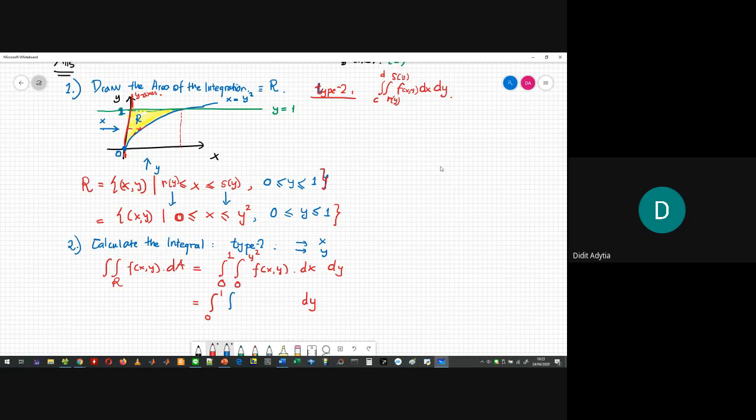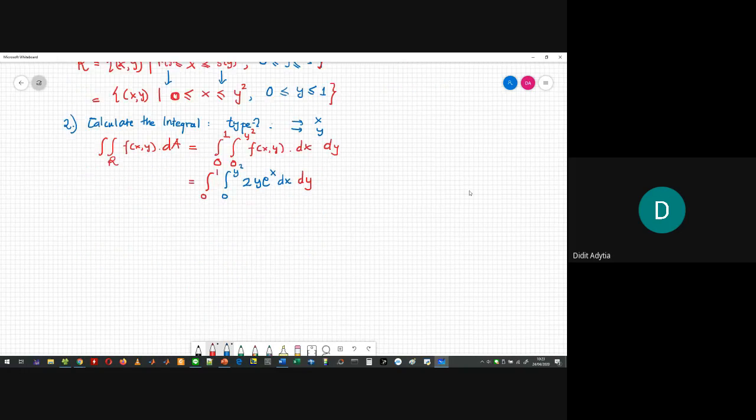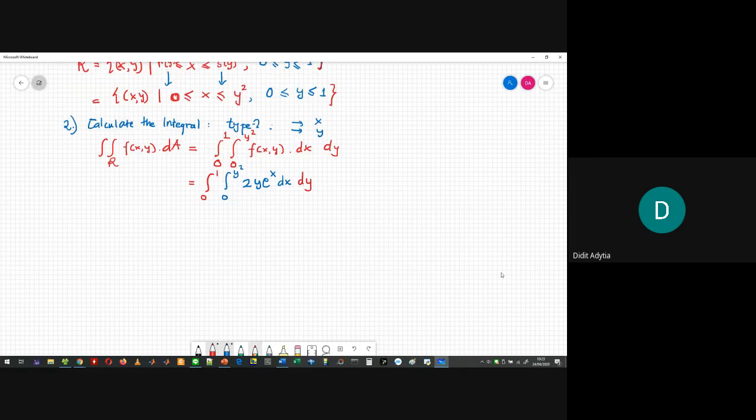This is the blue one. Blue one is 0 to y square, and this one is 2, the function is 2y e to the power of x, and then this is dx. Okay, I will try to calculate first in this part, this blue part.